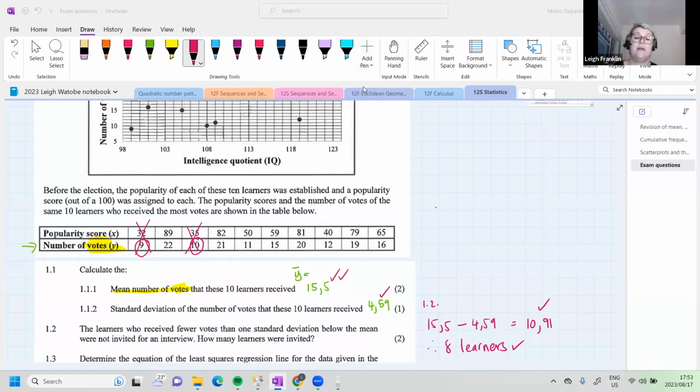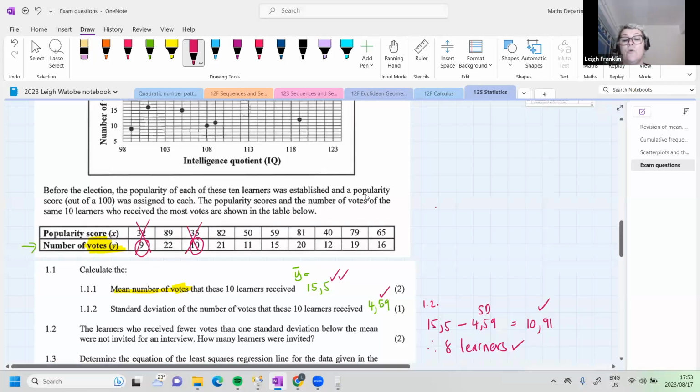What don't you understand, Lindelwa? So they wanted us to work out the number of people who were invited, but anybody who was less than 1 standard deviation of the mean did not get invited. So we took 1 standard deviation away from our mean, and we got a lower bound of 10.91. So 10 is smaller than 10.91 and 9 is smaller than 10.91. So there are 2 people out of the 10 that did not get enough votes to be called for an interview.